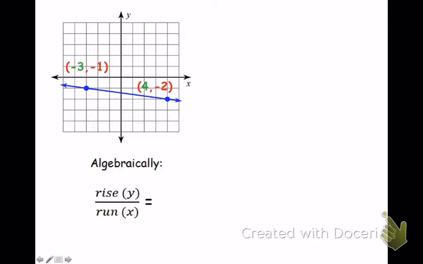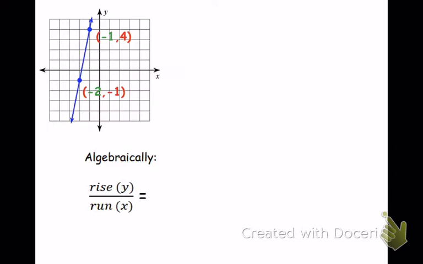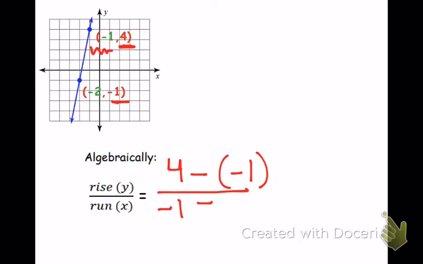Is that the last one? Here we go. So give it 1 second to load. There it is. So first thing is I'm going to go ahead and set up my fraction. Put my little subtraction signs. Now I'm going to fill in the numbers. I'm going to start off with my first y value, which is the 4. And I'm going to subtract the other y value, which is -1. Get my x value, -1.